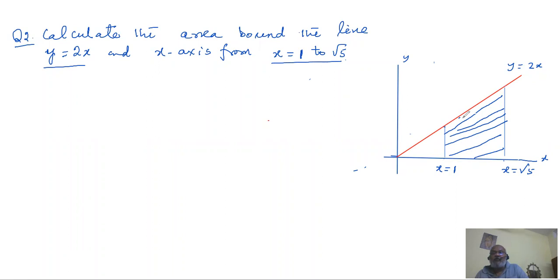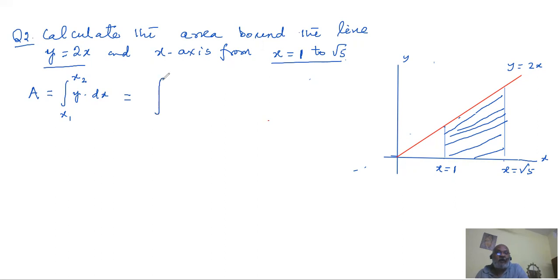Of course, you can use your geometrical methods that you have learned at the school level. You can also find it out. But here our job is to apply integration. In the last video, we talked about integration. Area can be given by integrating the curve. So area equals the integral of y dx, from x1 to x2. If you are not able to recall, you can go through that video again.